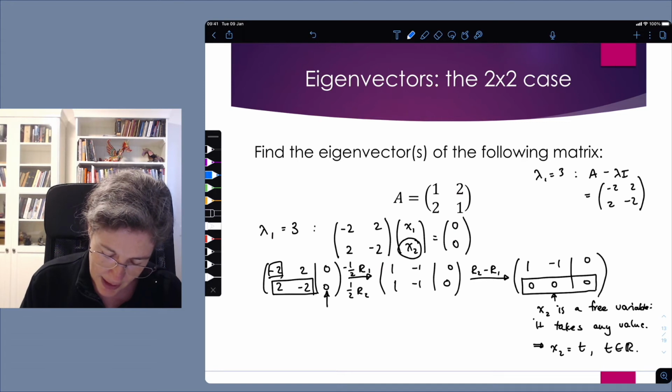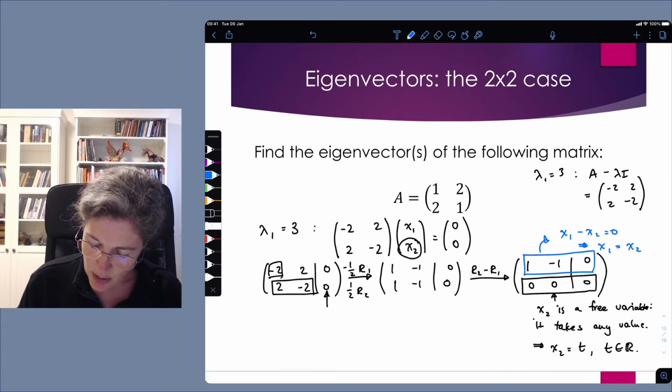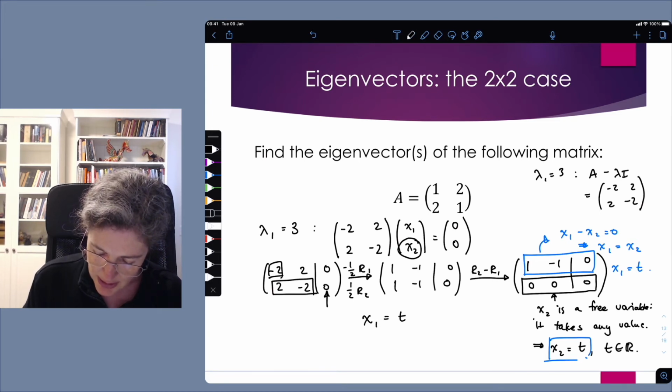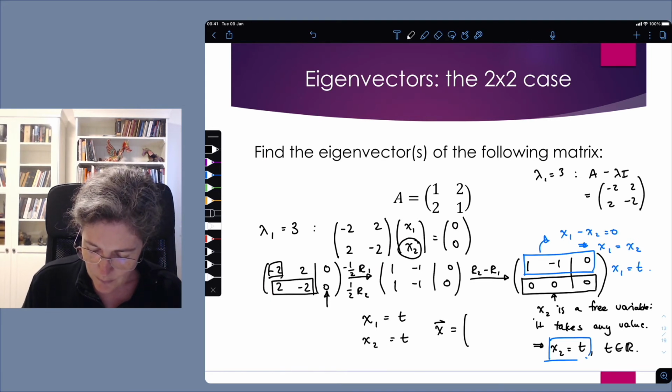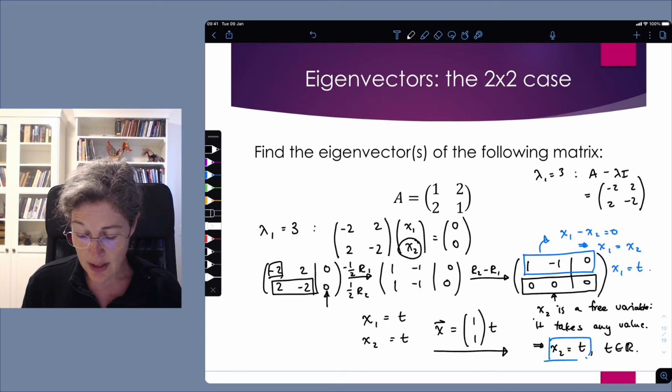Okay, how does this help us? Well, now we can rewrite the equation that we get from here. This would say that x1 minus x2 is equal to 0, and we would rewrite this as x1 is equal to x2, but we know that x2 is equal to t, so we end up with x1 is equal to t. And so finally, our solution becomes x1 is equal to t, x2 is equal to t, and if we want to write that as a vector, then we write our vector x is equal to (1, 1) multiplied by t. And that is our eigenvector.